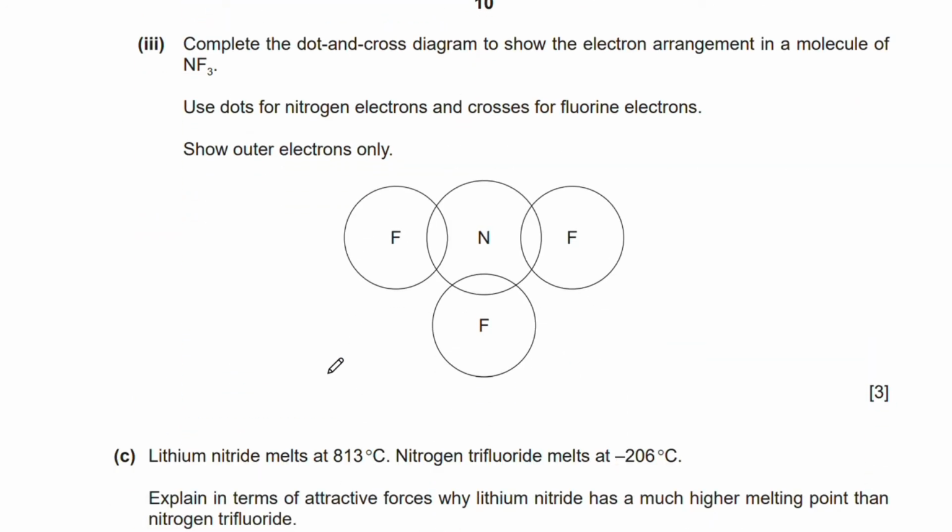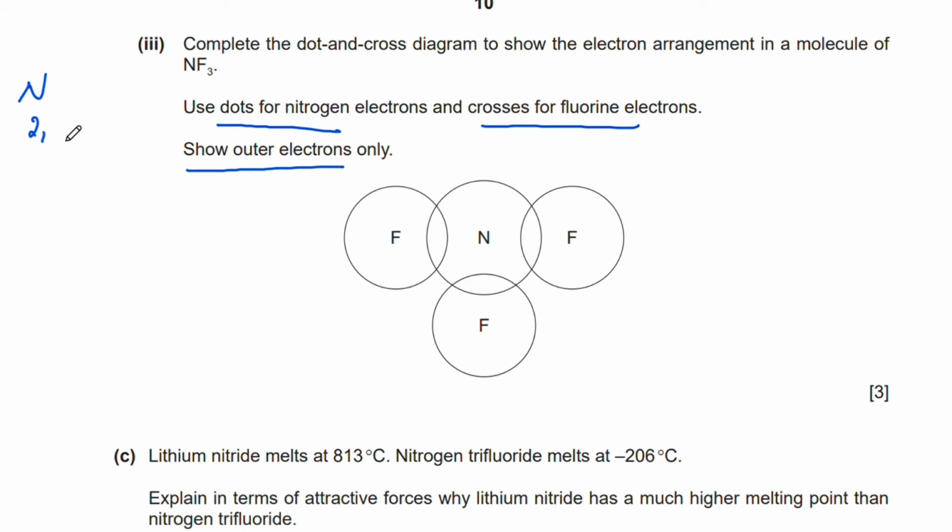Now, complete the dot and cross diagram to show the electron arrangement in a molecule of NF3. Use dots for nitrogen electrons and crosses for fluorine electrons. Show outer electrons only. So we know that nitrogen has 5 outermost electrons, so dots for nitrogen and crosses for fluorine.